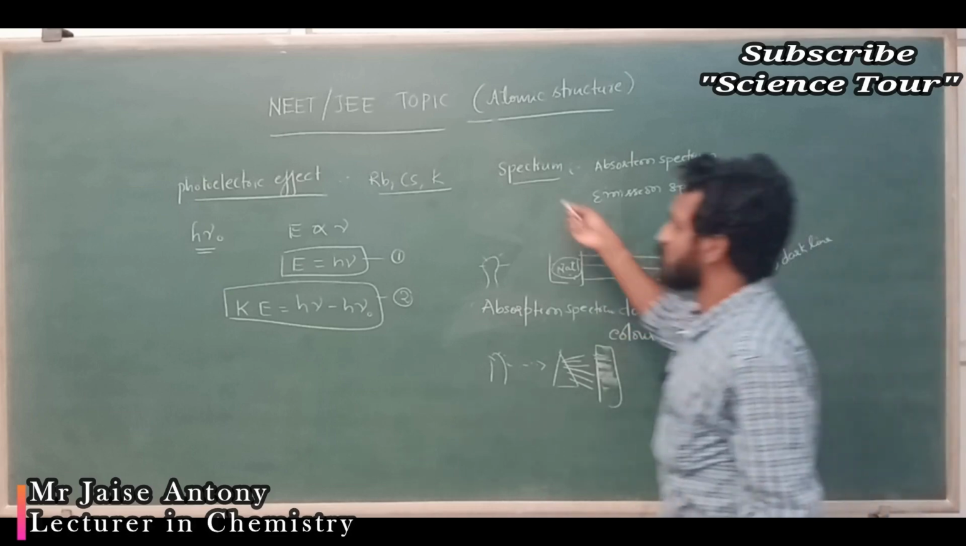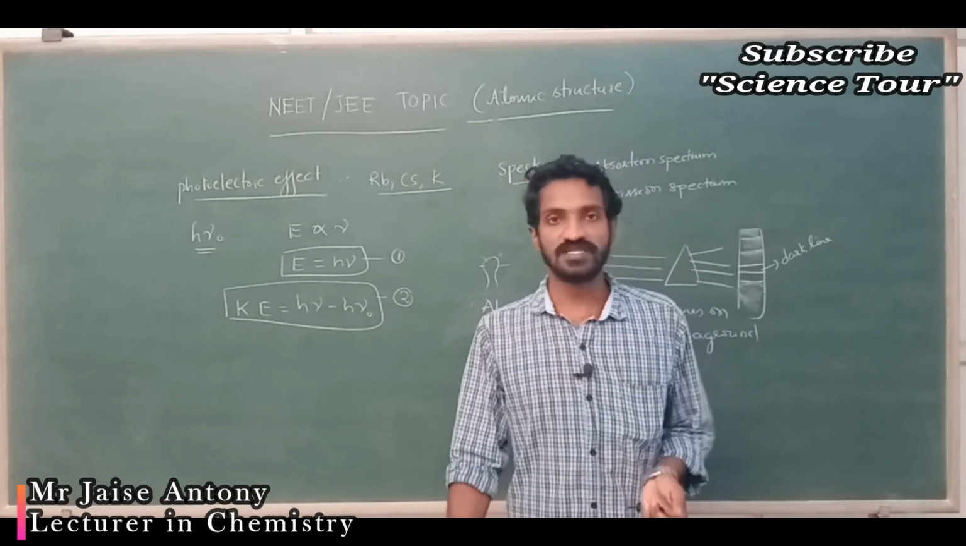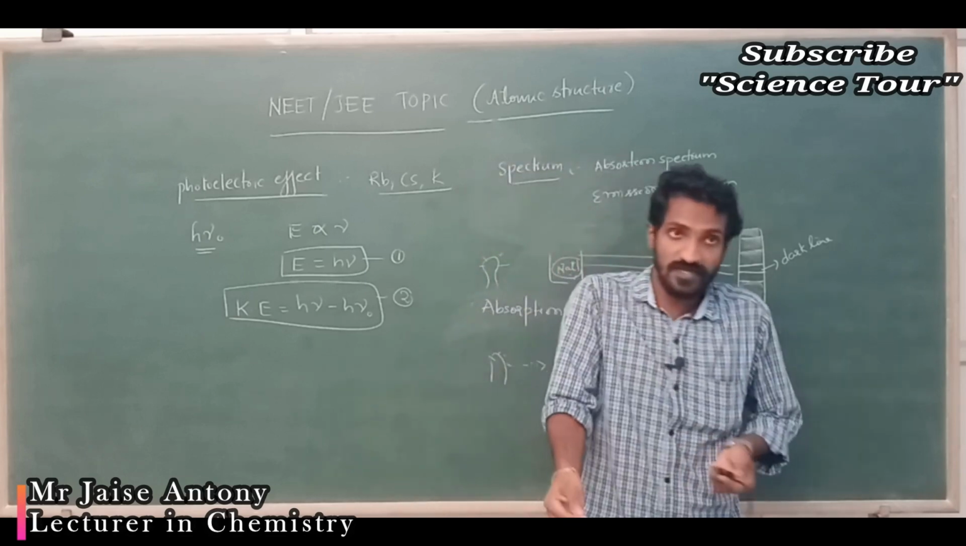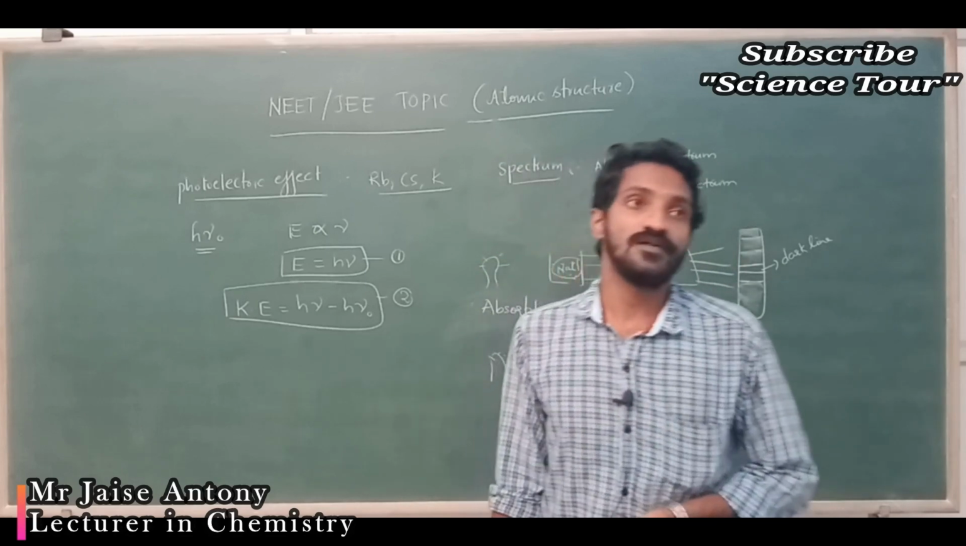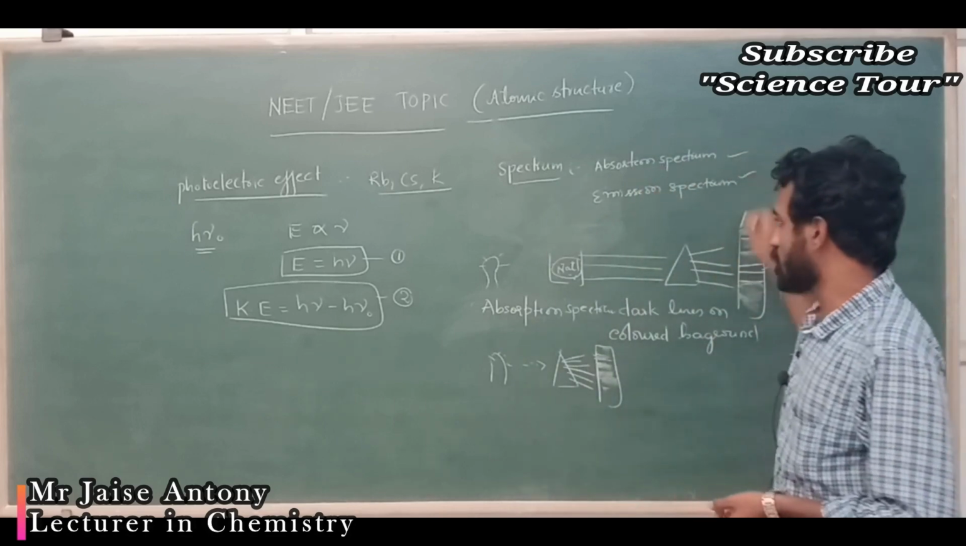My dear students, next we are going to study spectrum. In spectrum, 2 types are there. Spectrum means when white light passes through a prism, it gives 7 different colors. Arranging these colors in one pattern is called color bands. It's nothing but a spectrum. There are 2 types of spectrum: absorption spectrum and emission spectrum.